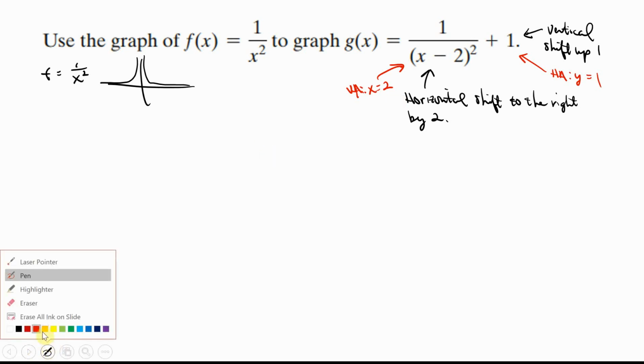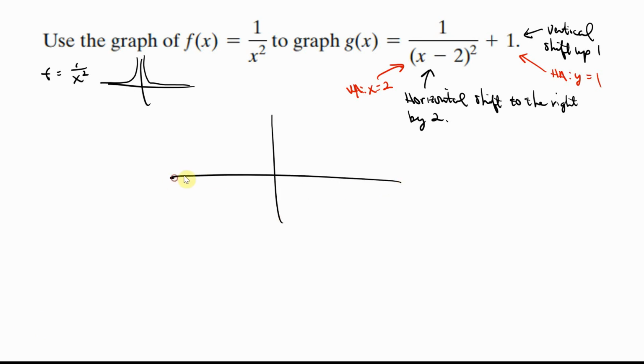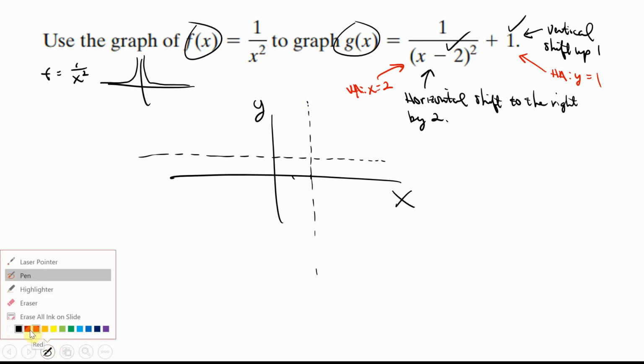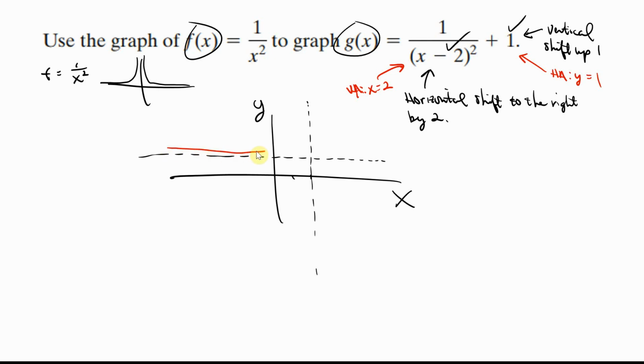So what you're going to do is just remember from whence this graph g of x comes. It comes from f of x. It takes f of x, it just shifts it up 1 and shifts it to the right 2. So I'm going to go up 1, then I'm going to shift to the right 2, and then just draw that same graph. Okay. Well, that's good stuff.